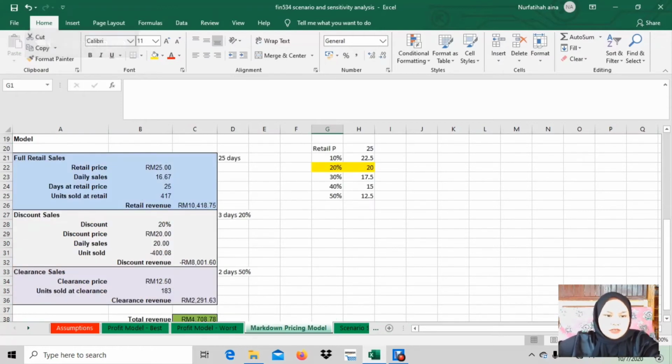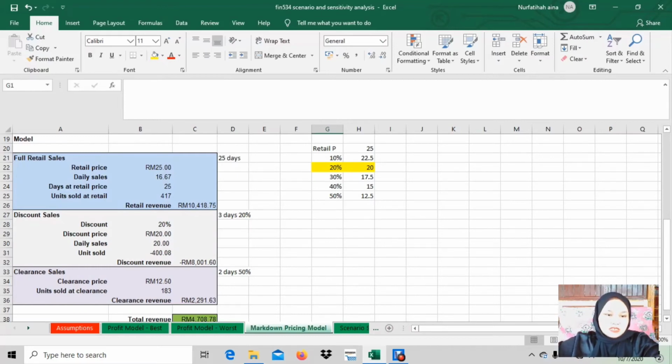As you can see here, the discount sale I get is a negative amount, meaning that if I'm selling at 3 days discount, based on the volume of inventory that I have versus the volume that I sell, which is 16.67 units per daily sale, then my discount revenue will be lower, meaning that I don't get any profit or revenue. So the discount of 20% might not be a good discount rate for me, because if I charge my price at 20%, I will get revenue in a negative amount.